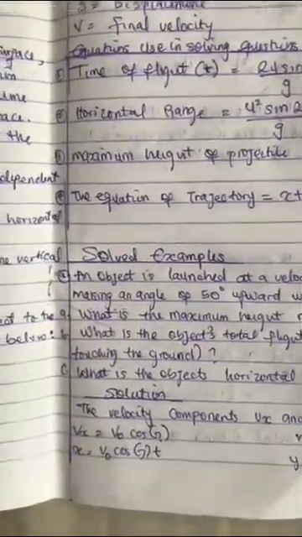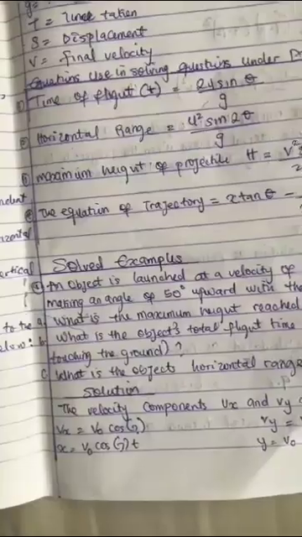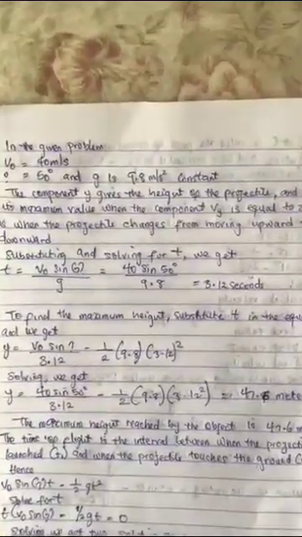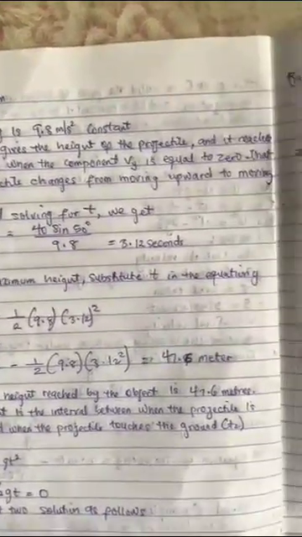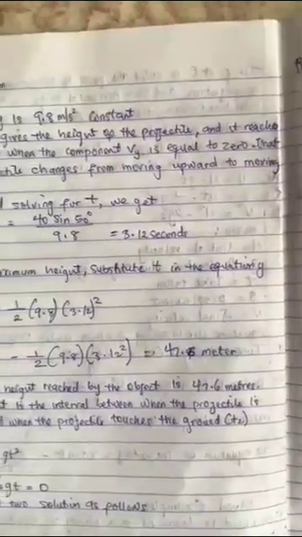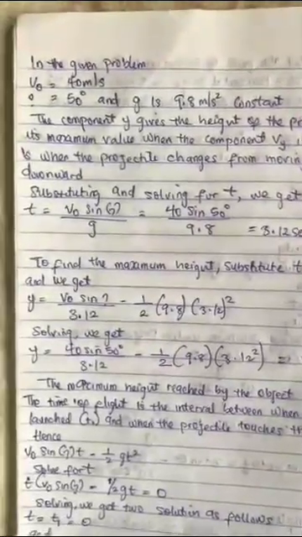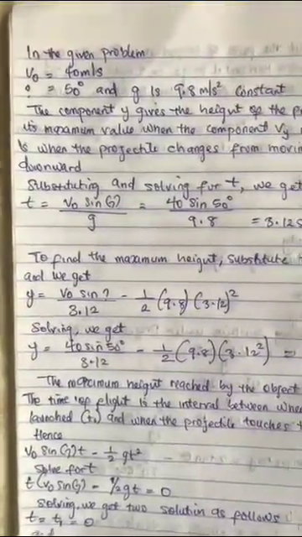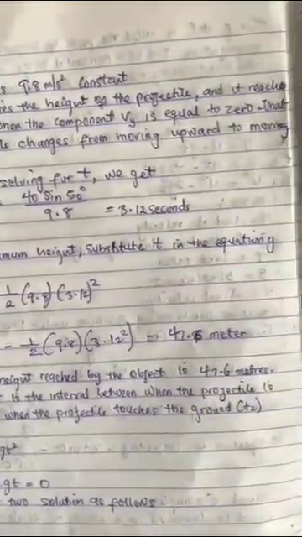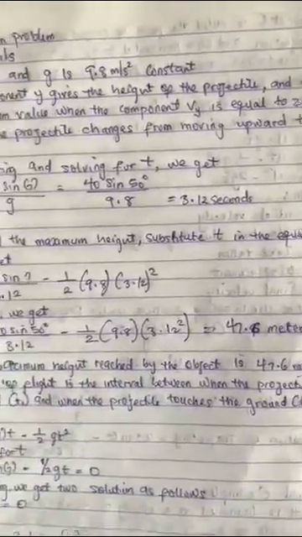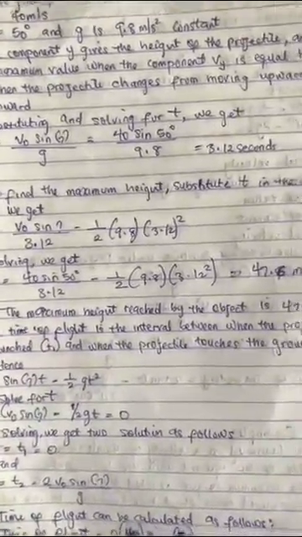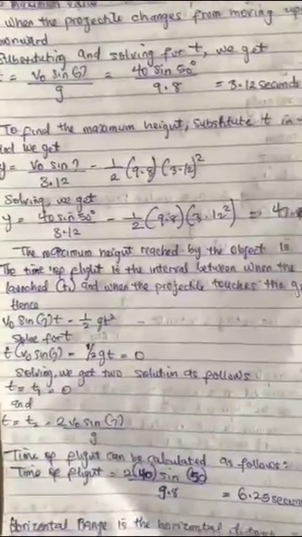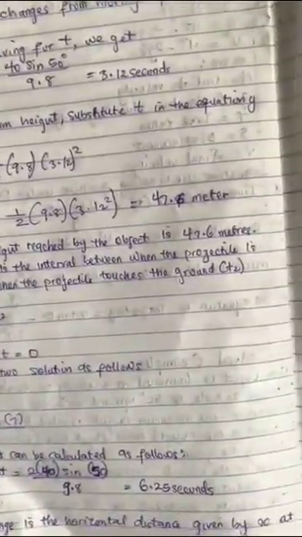Okay, so now in the given problem, I represent u as my initial velocity, which is 40 meters per second, my angle, which is 50 degrees, and g, that's my acceleration due to gravity, is 9.8 meters per second squared. It is constant. Now the component y gives the height of the projectile and it reaches its maximum value when the component vy is equal to 0. That is when the projectile changes from moving upward to moving downward. Substitute and solve for t.